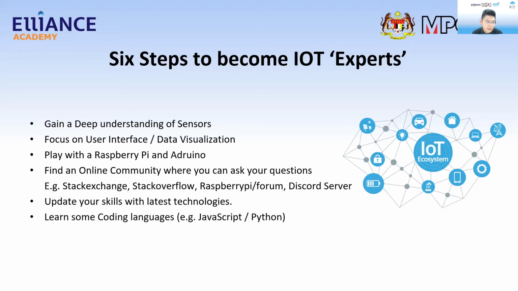Okay, and at last is you need to learn some coding language if you really want to become an IoT expert. Because somehow if you want to do IoT, you will need to do some coding. Okay, you need to do some coding. So what we need to learn is something like JavaScript and also Python, and maybe you can learn some HTML. Okay, so this is some coding language that I suggest where you can learn IoT.